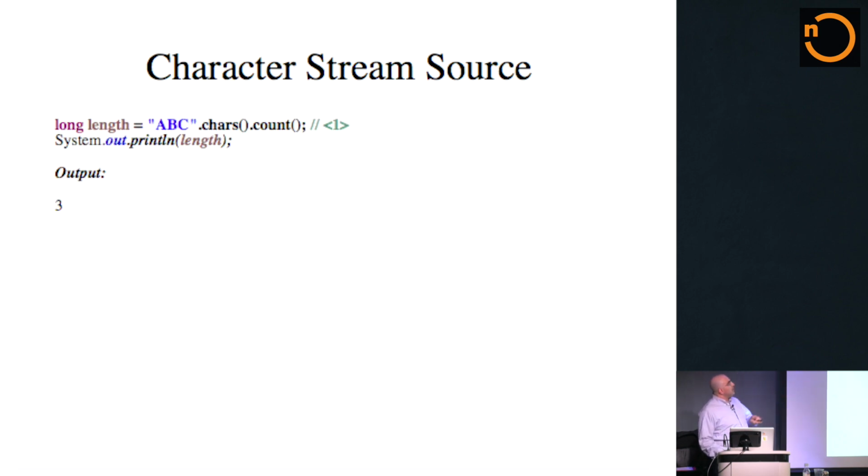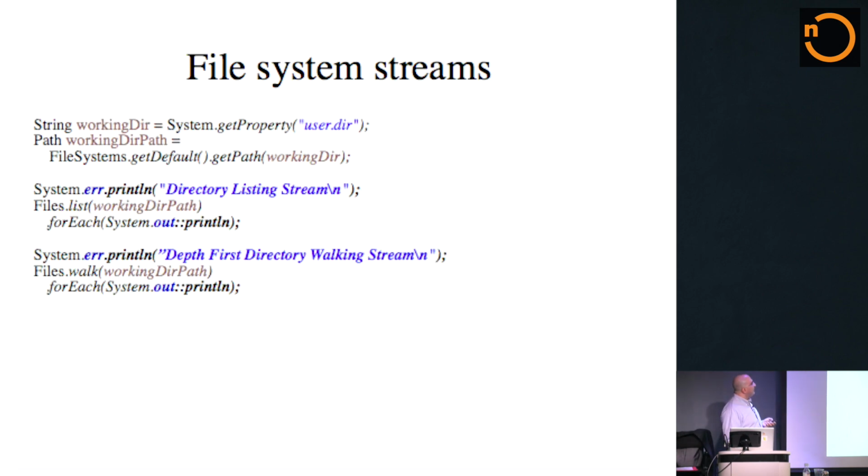Here's a nice little character stream. You just take a string ABC, call .chars, and in this case, the terminal operation is count. So we're asking the terminal operation to count how many things passed through it. That returns 3. That's way slower than calling string length, but hey, you can do that.